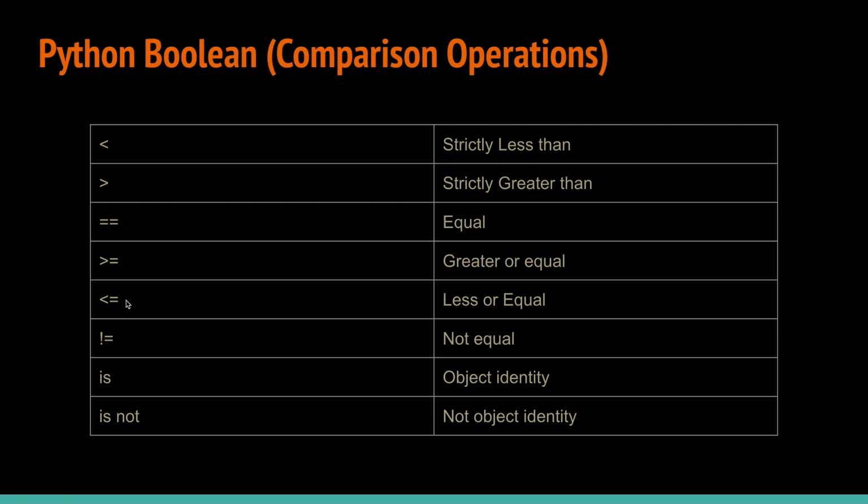We have the less or equal to sign as well, to check if a value is less or equal to the other value. We also have the not equal sign, which is represented with an exclamation mark and equal sign. This is just to check that two values are not equal. We also have is, which is for object identity. It is to check if two objects are the same. Then we have is not, which is the opposite of is, to assert that two objects are not the same.